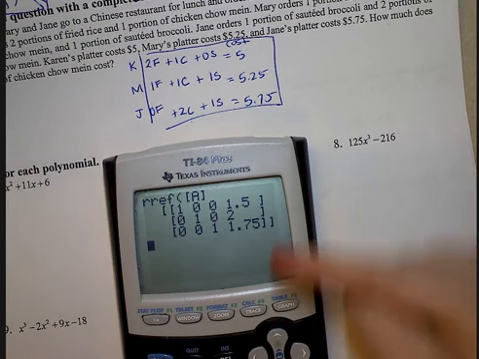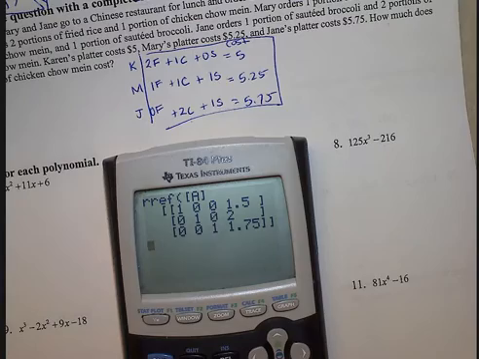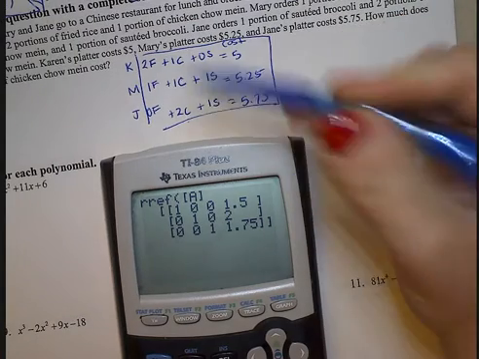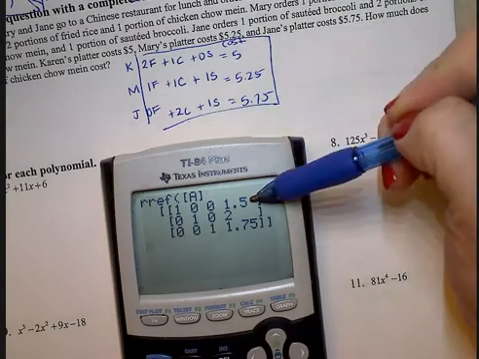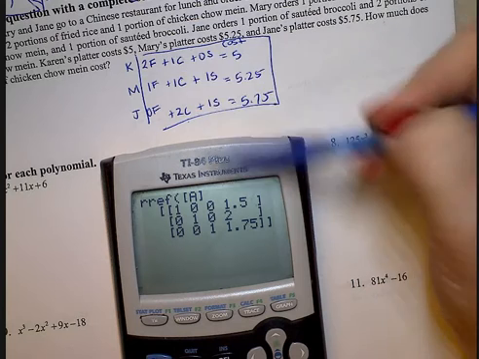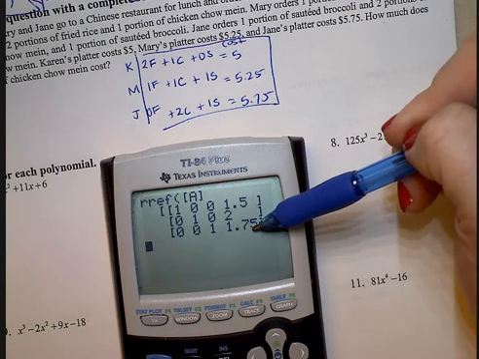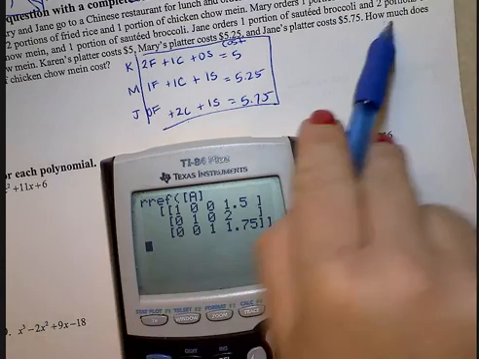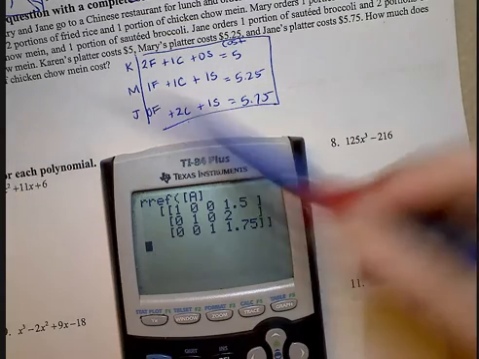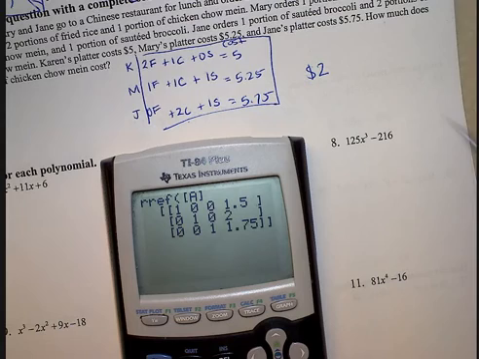and this represents, in order, F, the cost of one portion of fried rice, the cost of one portion of chicken chow mein, and the cost of one portion of sauteed broccoli. Well, this particular question says how much does one portion of chicken chow mein cost? $2 for one portion of chicken chow mein.